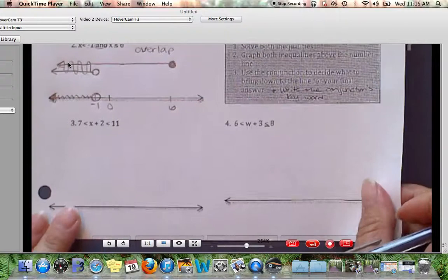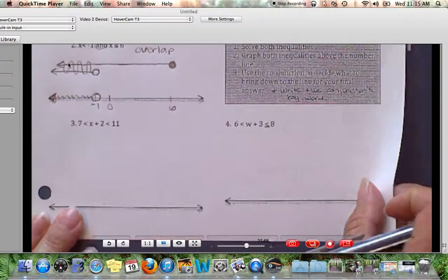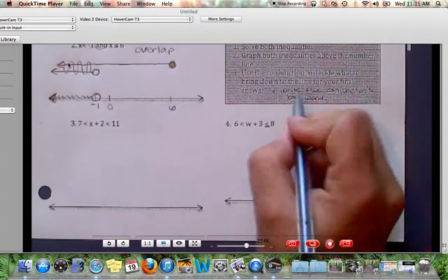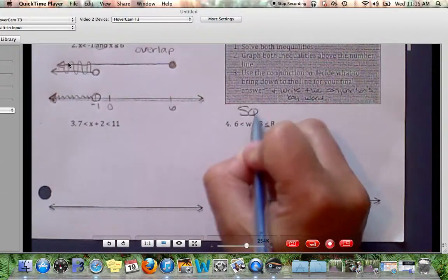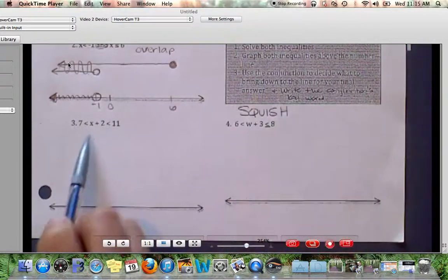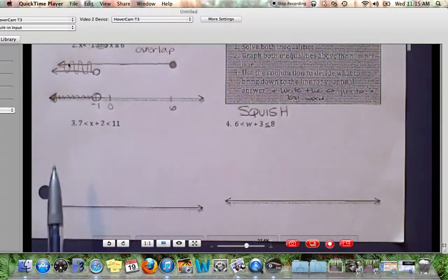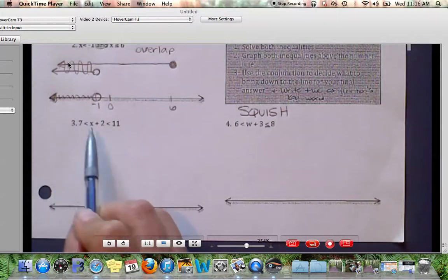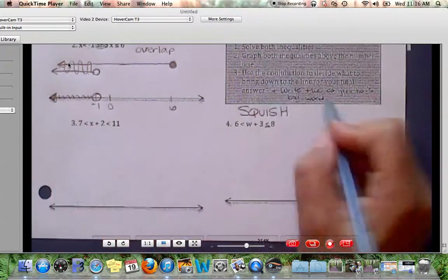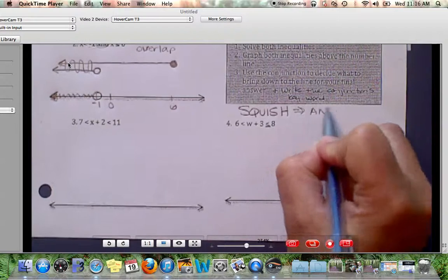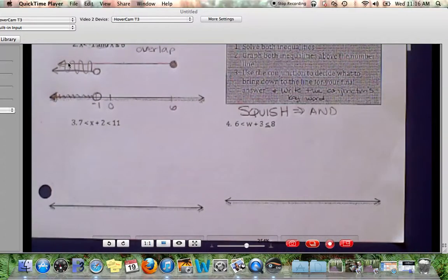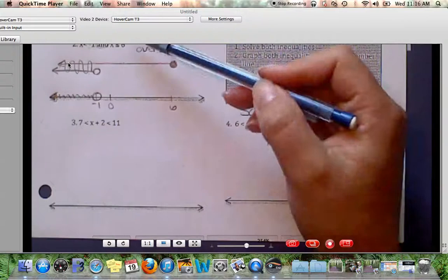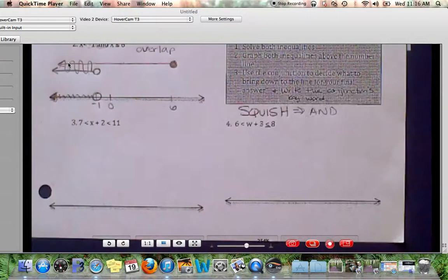Number 3. Now, these are squish problems, I call them. A squish. In a squish problem, you can see there is no and or. So you have to know that in a squish problem, this is always going to be an and. A squish problem is always an and. So the and problems either say and or they're squished together. Okay? Now, in a squish problem, the ultimate goal is to get the variable alone in the middle.